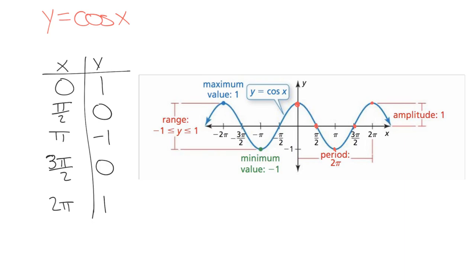And obviously you can see that it continues on and it follows that cyclical pattern, but the period is 2 pi. That's where that pattern repeats again.